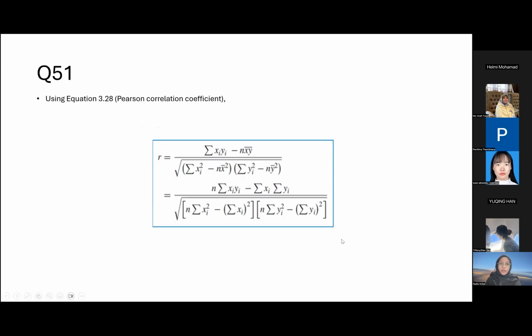Okay, so for the correlation coefficient, I think this question is pretty direct in finding R. The correlation coefficient is used as a measure of the correlation between two variables, X and Y. And we'll be using equation 3.28, which is the Pearson correlation coefficient. This is the simplified equation of the Pearson, and we use it to find R.